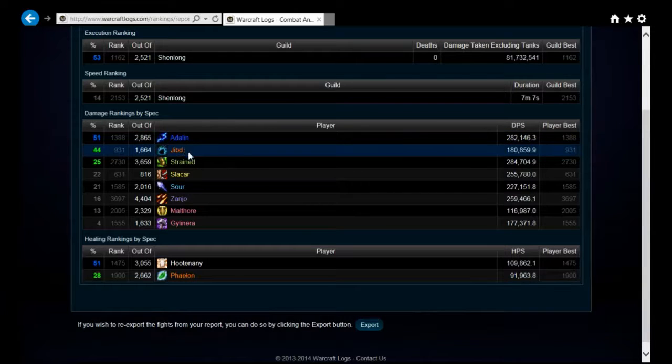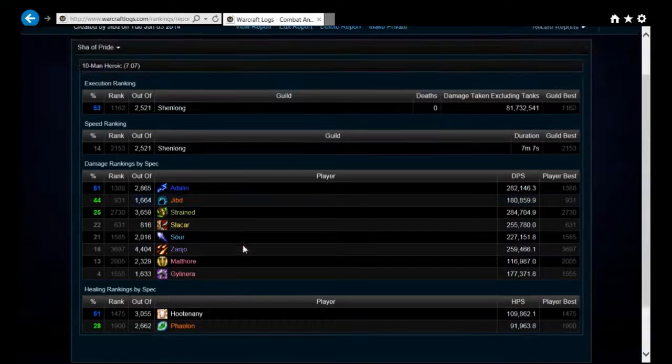And we can look at this for every fight as well. Gibbet, the bear tank, did 44 percentile, 931 out of 1664. We have this same ranking for healers as well. So we can see Hootenanny's at the 51 percentile range, Phelan's at the 28 percentile range for this particular fight.